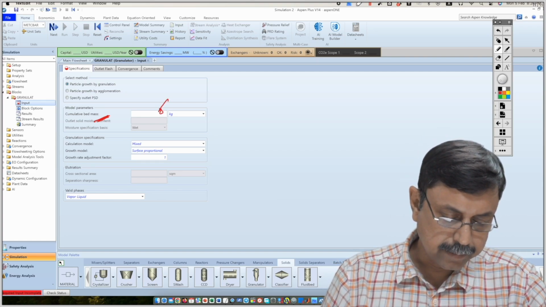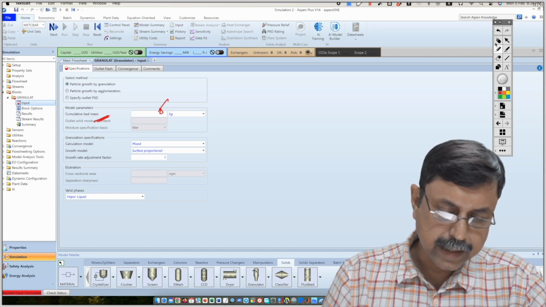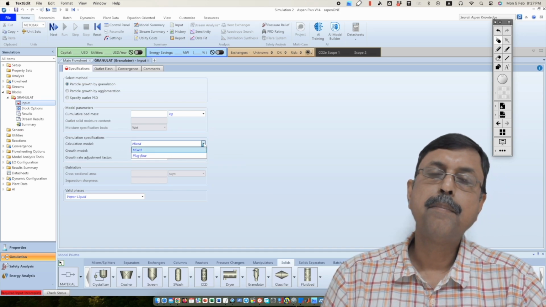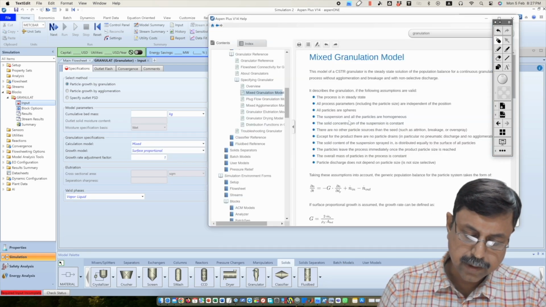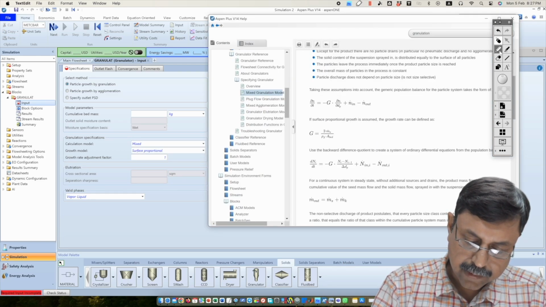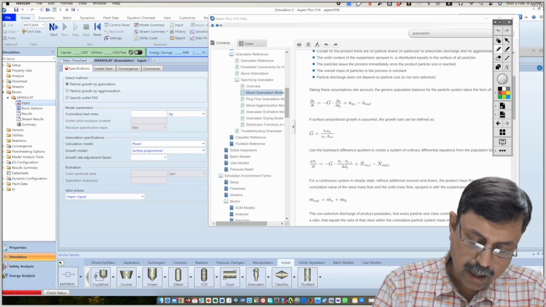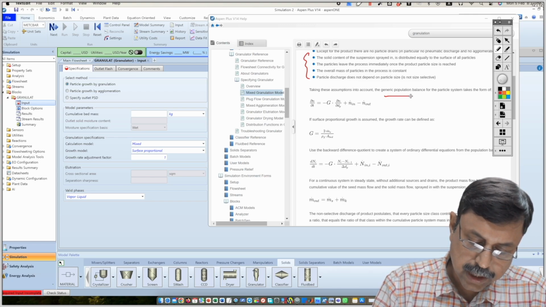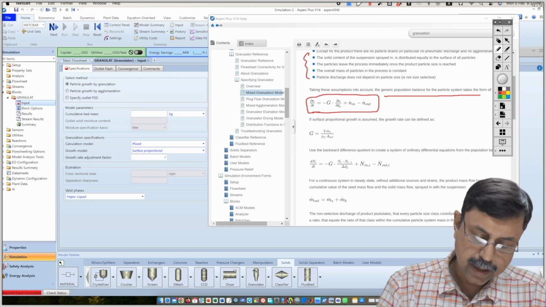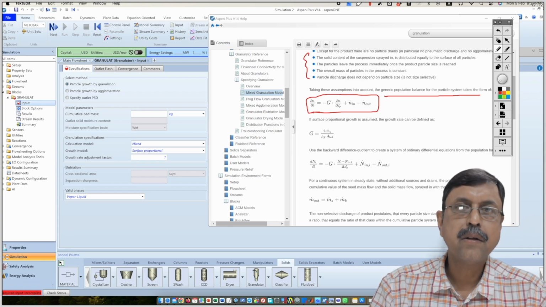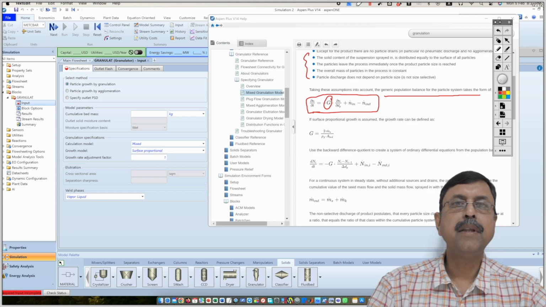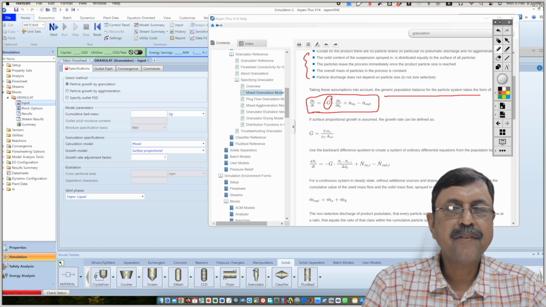Okay. And then the calculation model. You can see there are two options for it. One is mixed and plug flow. So this is the mixed granulation model, and you will find it over here. There are a set of assumptions. On the basis of those assumptions, the general population balance of the particle system takes the form of this. Here n is the number of particles that will be formed, and this factor G is something which will be different for different types of model.